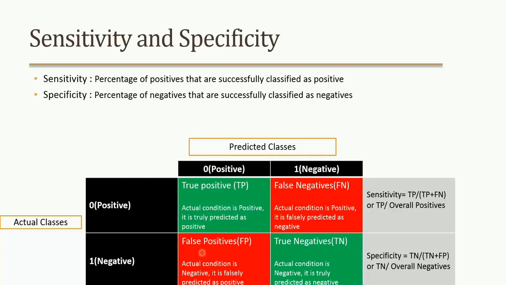So sensitivity is the percentage of correctly classified positives over all positives. Specificity is the percentage of correctly classified negatives, true negatives over all the negatives.